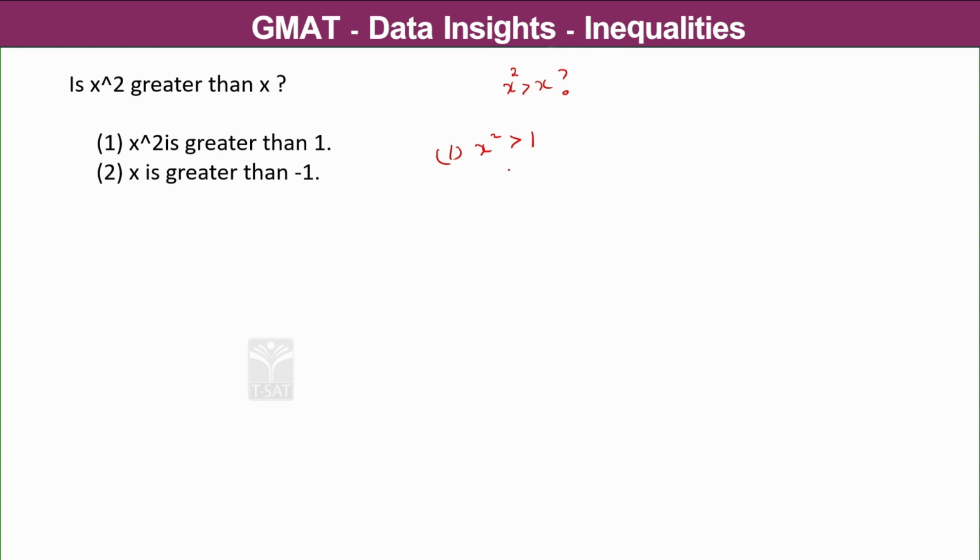When x square is greater than 1, either x is greater than 1 or x is less than minus 1. Because x square is greater than 1 means that x square minus 1 is greater than 0. Therefore, x plus 1 into x minus 1 is greater than 0. By solving this, you will get that x is either greater than 1 or x is less than minus 1. So, in this, can you tell for sure whether x square is greater than x? For x square to be greater than x, x square minus x is greater than 0. So, x into x minus 1 will be greater than 0.